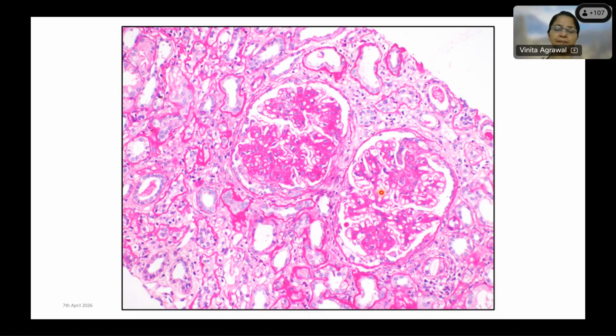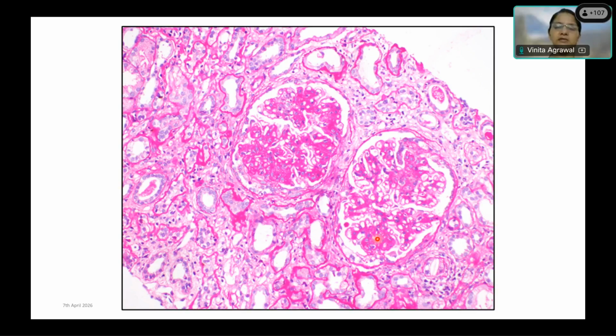What else? With the increased mesangial matrix. Yeah. So there is increase in mesangial cellularity and matrix. So the mesangial expansion is being caused by both of these conditions. Anything else that you see? Ma'am, endocapillary proliferation can we say, ma'am? Endocapillary. Very good. So you can see endocapillary hypercellularity.